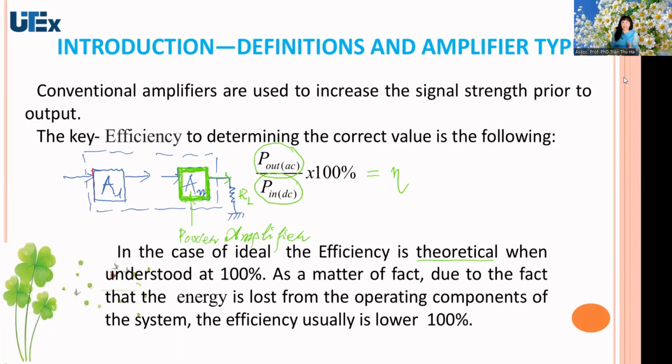But in fact, not, because in the system here there are a lot of systems and equipment. We have temperature dispersion, that is, heat dissipation. That's why we have the efficiency lower than 100%.